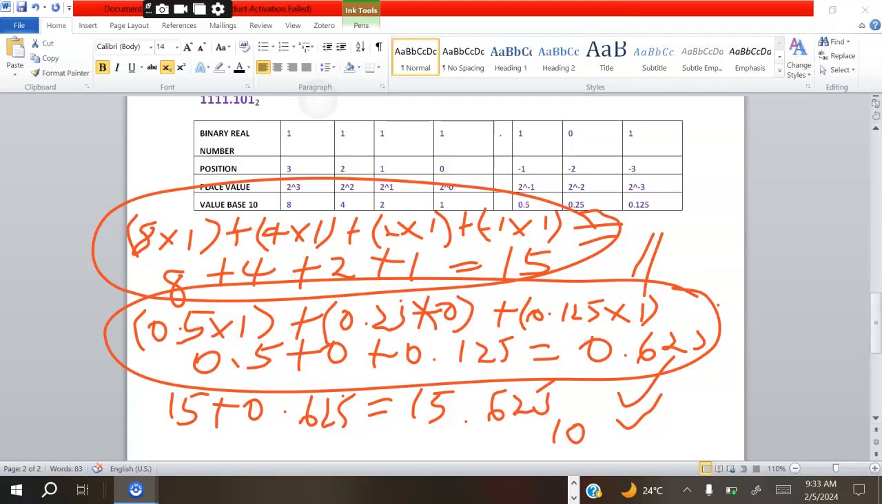In our next video, we'll look at more examples that are related to this one, fractional number to decimal.